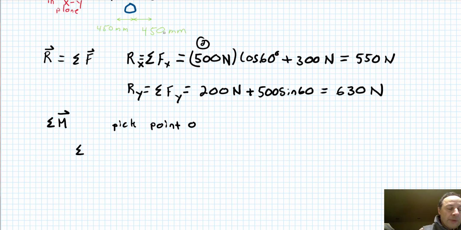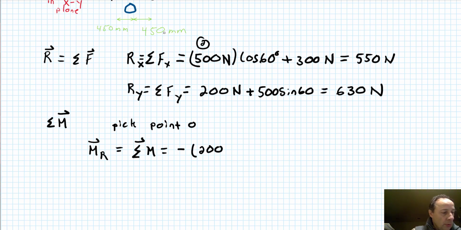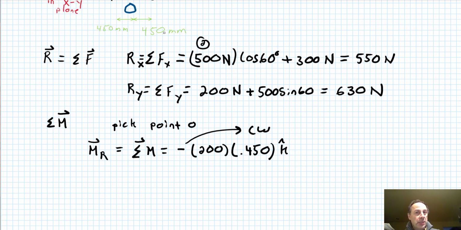So we're going to find the resultant moment. The resultant moment is the sum of all the moments. So, we got a few of these. There's four parts to this. First, we have a minus 200 times 0.450. This is meters. Okay, direction. Okay, so negative because it's clockwise. Remember our convention, counterclockwise positive, clockwise negative. Okay, so this is due to force 1.